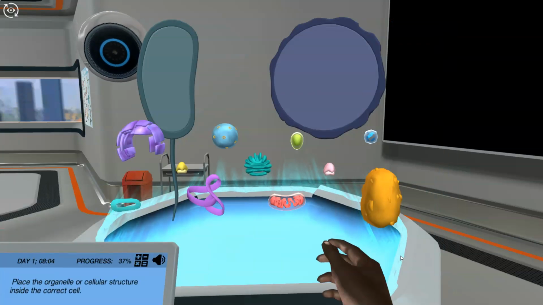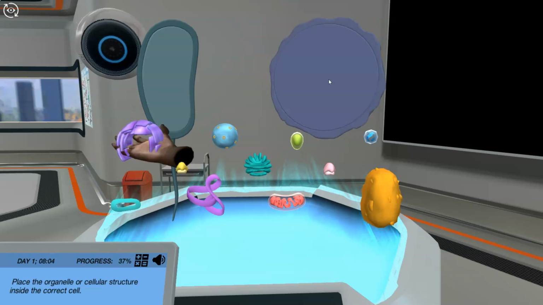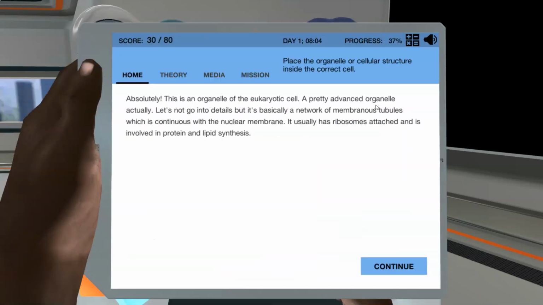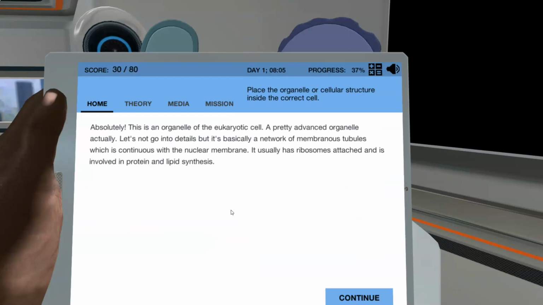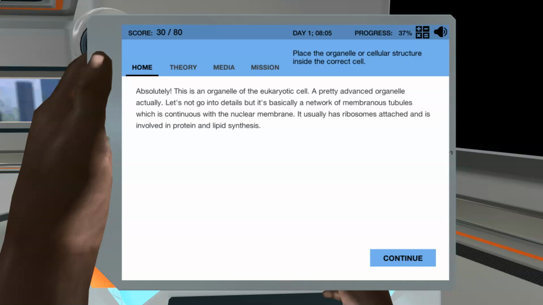Place the organelle or cellular structure inside the correct cell. Absolutely. This is an organelle of the eukaryotic cell. A pretty advanced organelle actually. Let's not go into details, but it's basically a network of membranous tubules which is continuous with the nuclear membrane. It usually has ribosomes attached and is involved in protein and lipid synthesis.